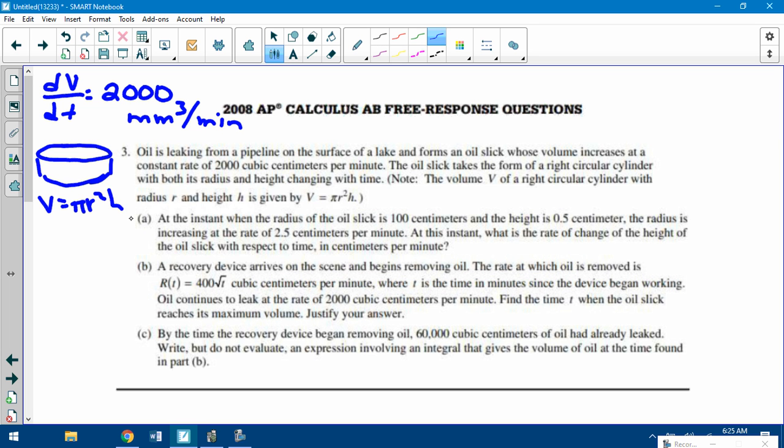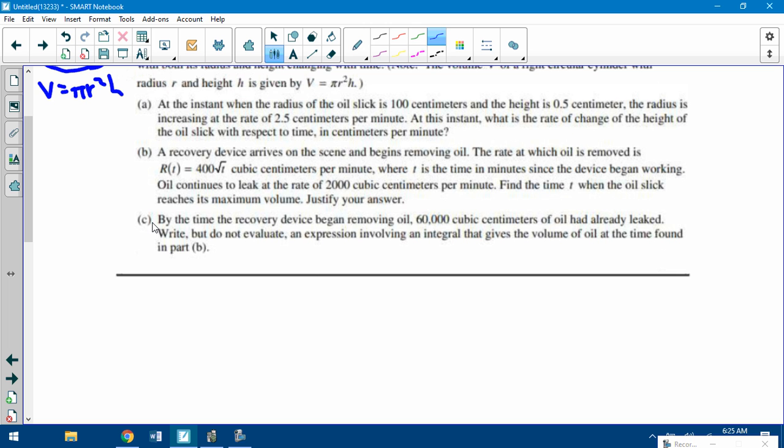Part A says at the instant when the radius of the oil slick is 100 centimeters and the height is 0.5 centimeter, the radius is increasing at the rate of 2.5 centimeters per minute. At this instant, what is the rate of change of the height of the oil slick with respect to time? So they're starting us right off with related rates.